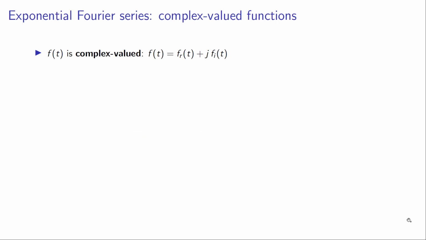Let us now have a look at the complex valued exponential Fourier series. So f of t can now be complex valued. This means that f of t can be decomposed into its real part and its imaginary part. Of course, the obvious thing to do is to take the Fourier series of the real part of f of t and of its imaginary part.